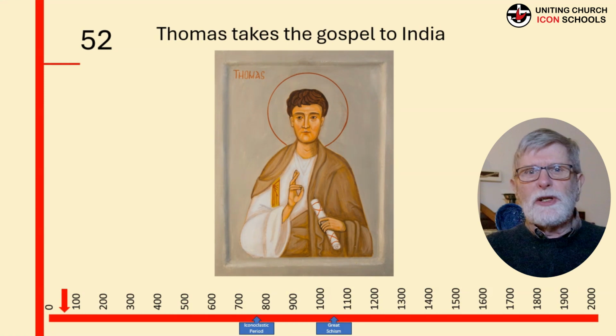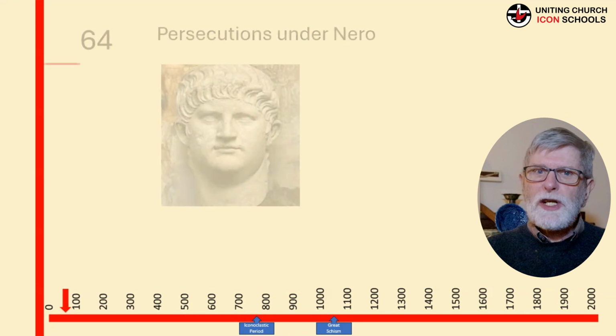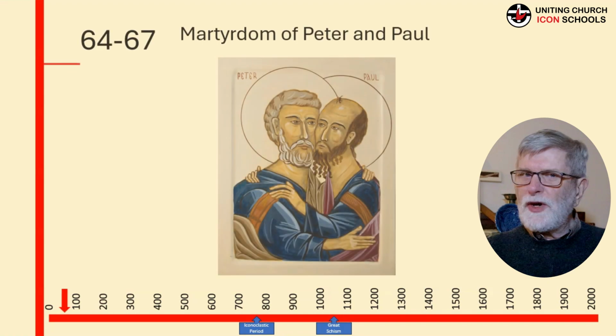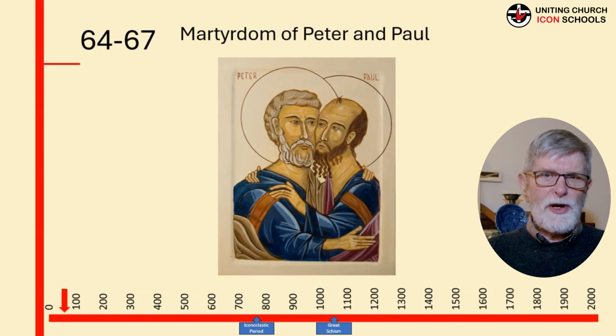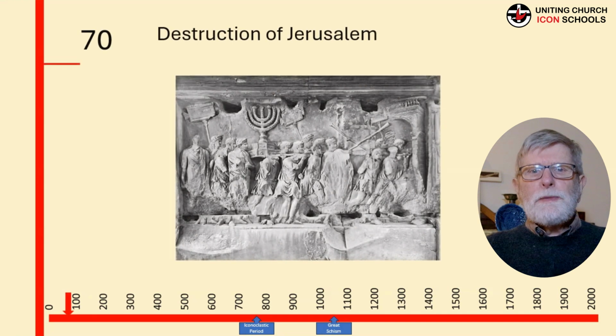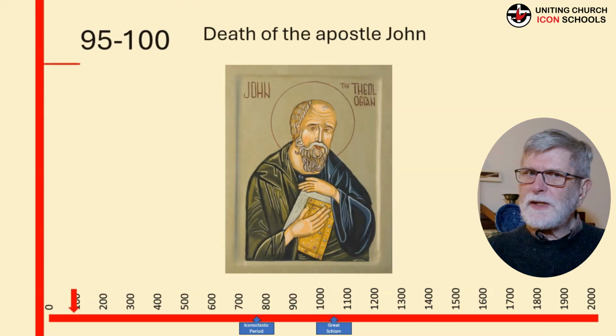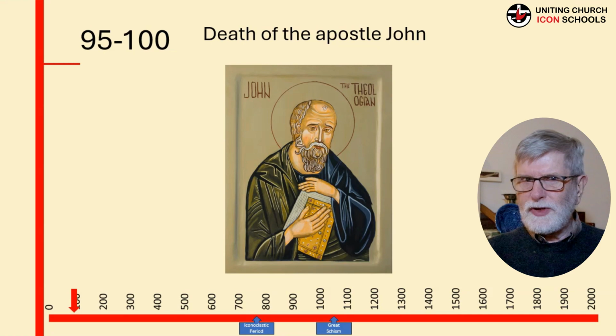The spread of the gospel is moving west and east very quickly, but the new religion is making big waves requiring political intervention in Rome. No, I did not carve Nero's bust. And the martyrdom of Peter and Paul in Rome. A pivotal event in Jewish and Christian history is the destruction of Jerusalem in 70 of the Common Era. There is evidence that John's Gospel was written after the destruction of Jerusalem.